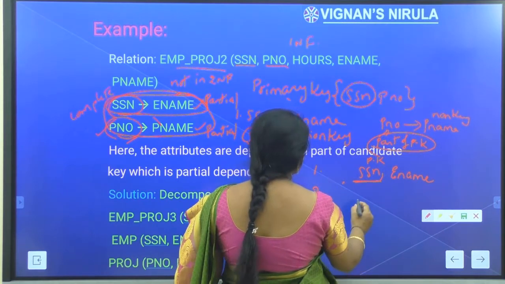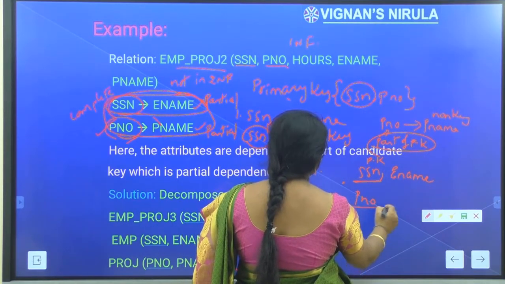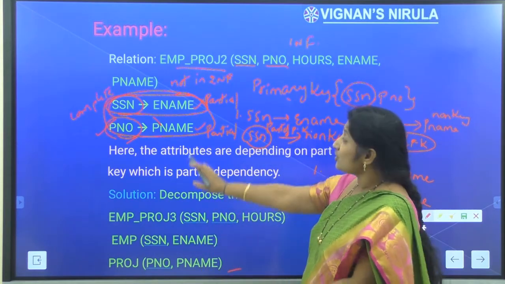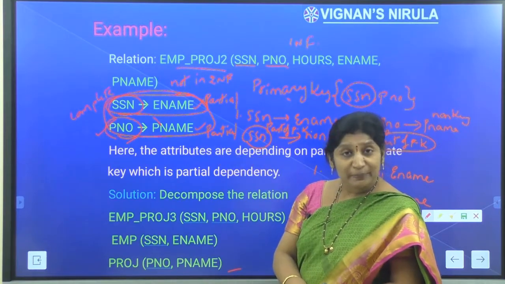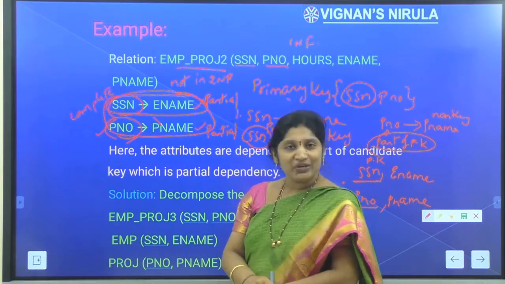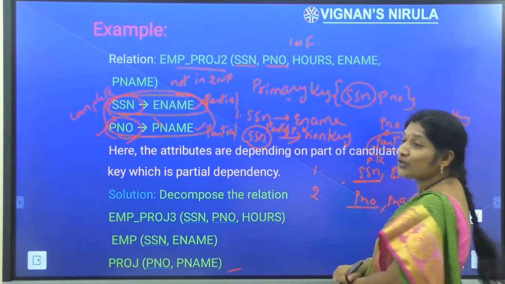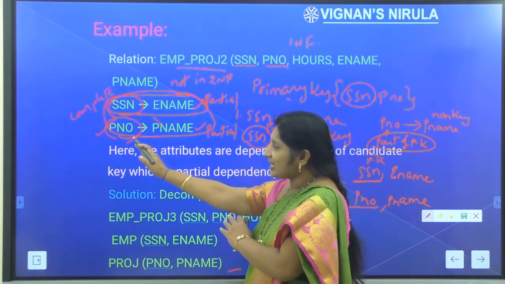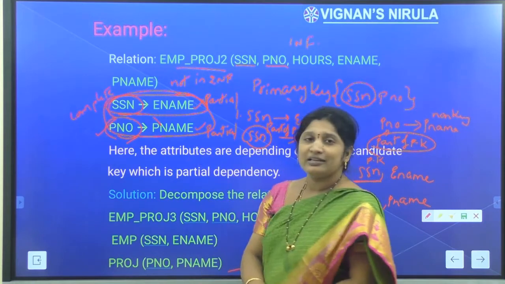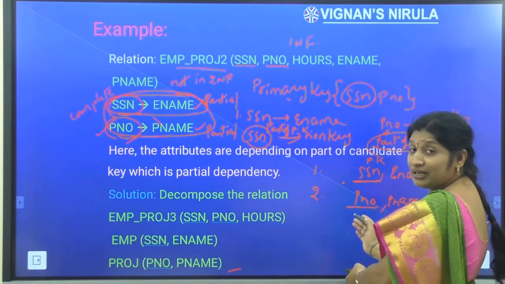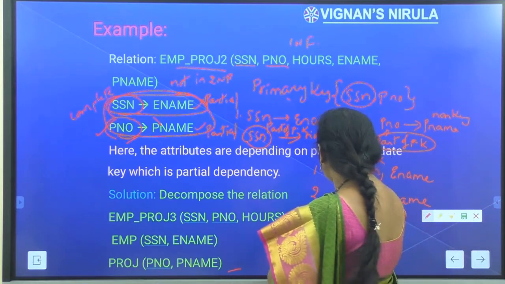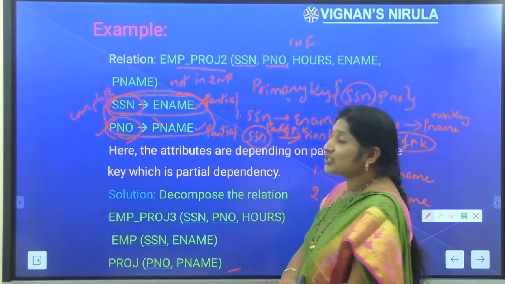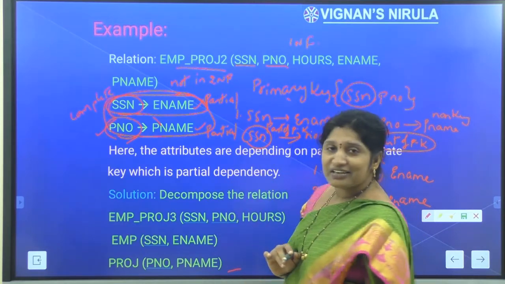And the second table should consist of P number as the primary key in which P name is the non-key attribute. Why? Because in order to make the FD SSN implies E name as complete, this should be the non-key and this should be the key. So I have made it as the key and this as the non-key. So in order to make the FD P number implies P name as complete, I should make P number the entire primary key and P name the non-key attribute. So I have done in the second table P number as the primary key and P name as part of the non-key. So this is part of the decomposition I have seen, and already you know what should be the characteristics of your decomposition.